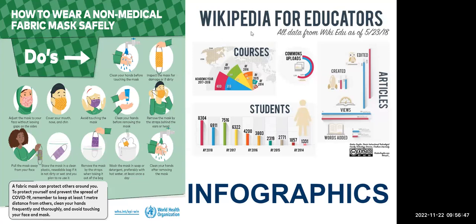Another one on the right hand side, you can see Wikipedia for Educators. It is a data infographic, in which it is given how Wikipedia is used by how many students, and the years are mentioned, then how many views there are, how many people have created the content, edited the content, how many courses are present on Wikipedia. All this information is included in a single infographic.